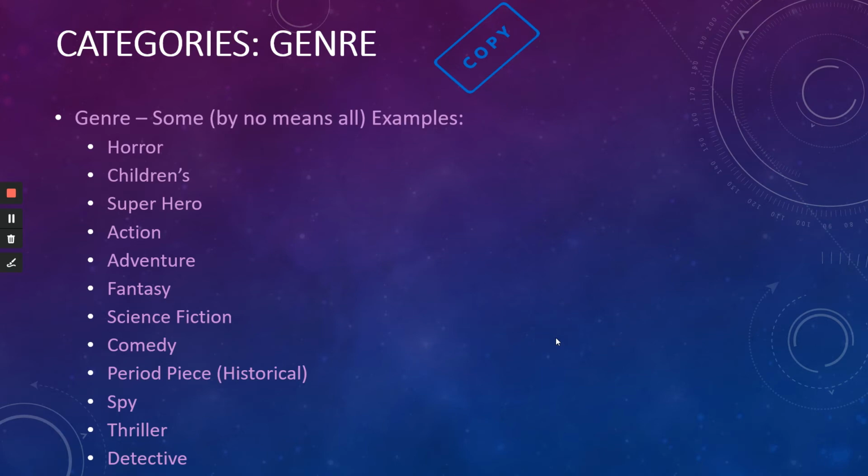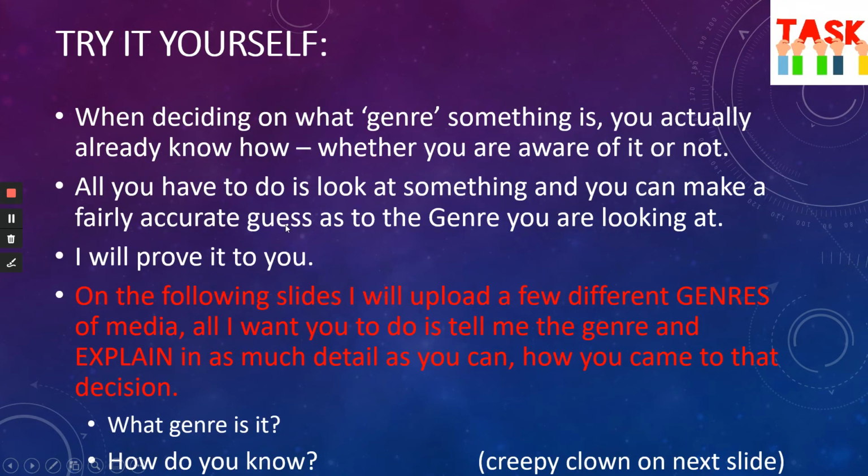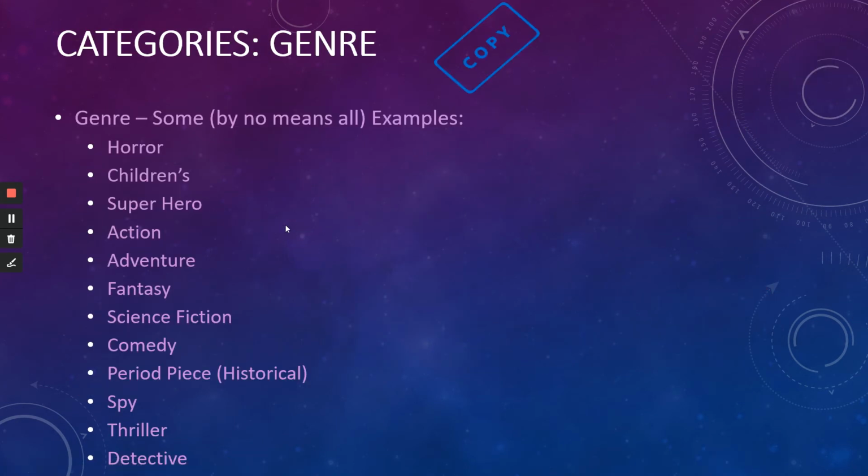Here's a heap. I do want you to copy these down, purely because some of them will come up in our tasks. Here are some genres, but by no means all the genres. There's lots. You might have a horror genre or children's movie, superhero movie, action movie, adventure movie, fantasy, sci-fi, comedy, a period piece or a historical film, a spy movie, a thriller, a detective film. That's a nice array of genres.